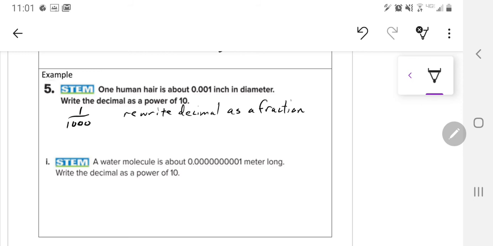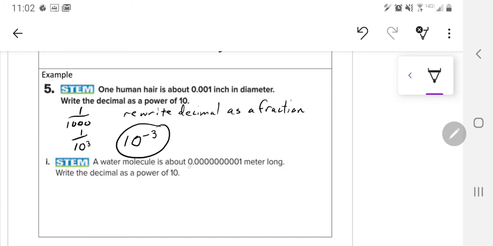Now, we're going to see what power of 10 that is. So that's going to be 1 over... How many tens does it take to multiply to get to 1,000? That'd be 10 to the third. And then finally, we can write it as a power of 10. So not a power of 1/10, but a power of 10. So we want to go with 10 to the negative 3. All right, pause and try it, and then unpause and check it out.